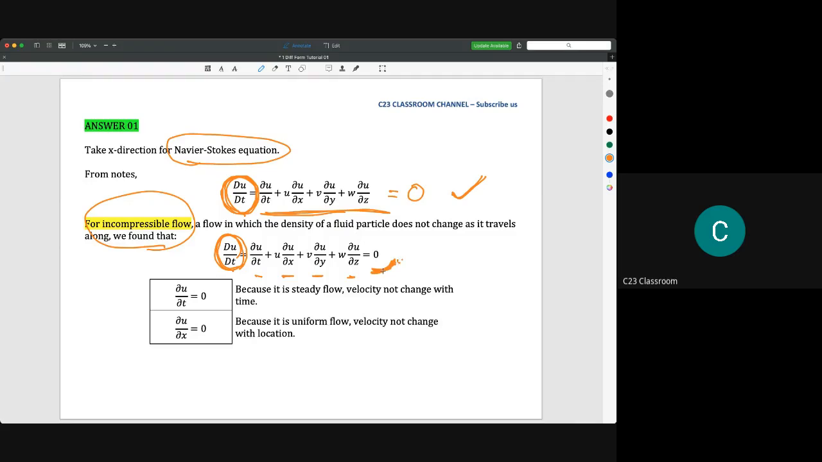If we see the terms here, for steady flow, du dt is equal to 0. Why in steady flow is du dt equal to 0? Because the meaning of steady flow is the velocity does not change with time. So that means if we have a flow here, and we have one point here, the value of u here is constant.